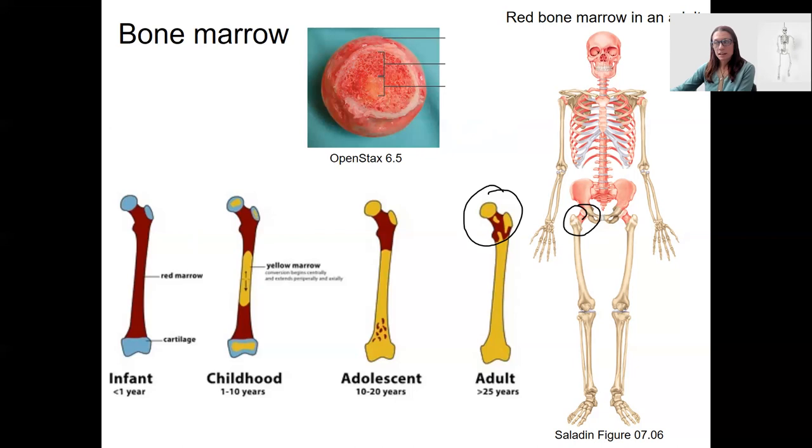All right, so that's it for gross anatomy. We will dive into the tissues and cells next.